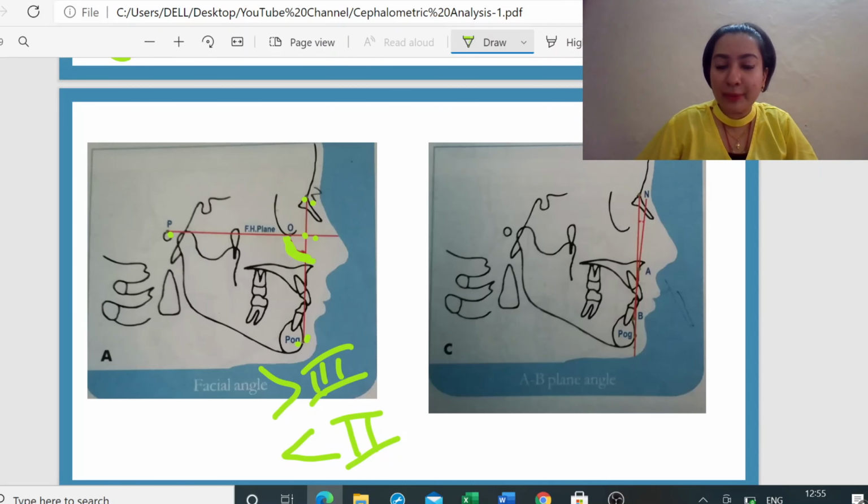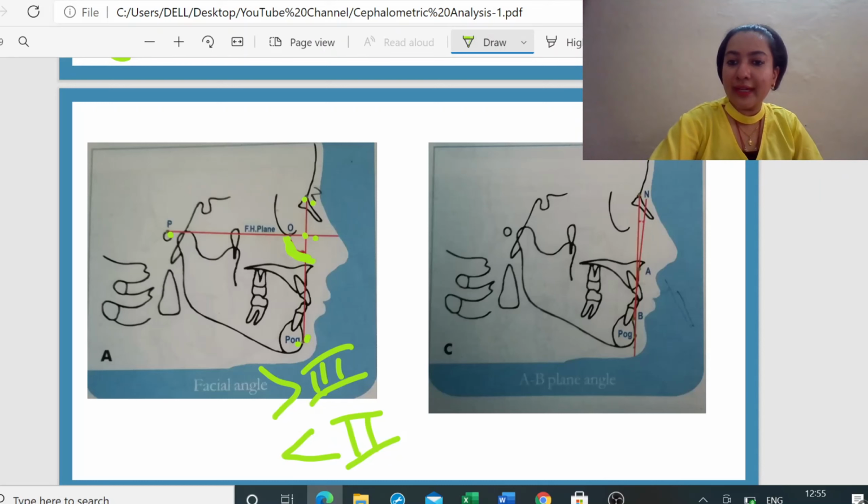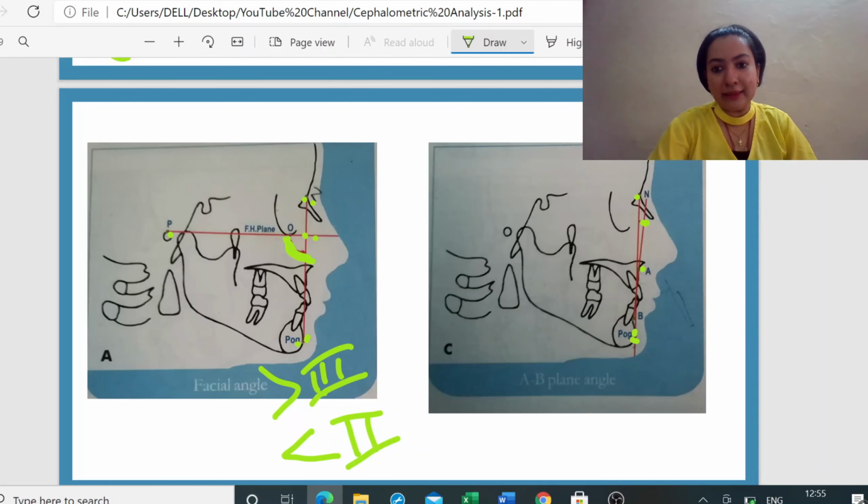So how do you trace the AB plane angle? First, we draw a straight line joining nasion and pogonion. Then we draw a line joining A and B. So the angle which you are getting over here is your AB plane angle, right? Obviously there is a particular mean range for the AB plane angle, and you should know how to trace it. Just joining A and B is not enough, you have to extend this line backwards. When my line is extended backward, the angle which we are getting here is your AB plane angle.